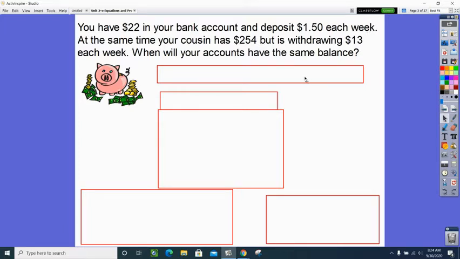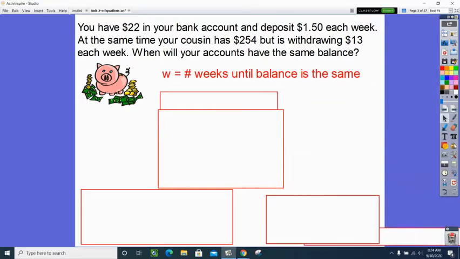So you're going to assign a variable. It doesn't matter which one, as long as you define it. And weeks has to be in there, not just time. Now I need to think about, what is my equation? So basically there's a you and there's your cousin, and we want them to be equal. So we have to write an expression of what you're doing, and we have to write what your cousin's doing, and we have to set them equal.